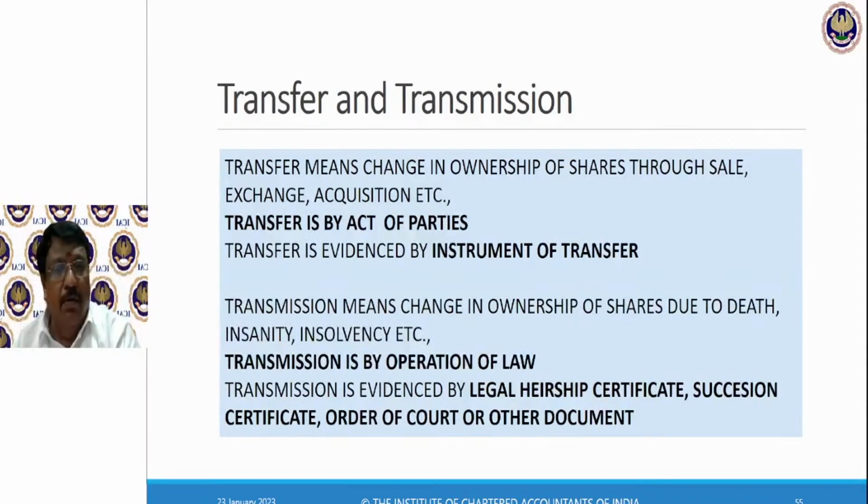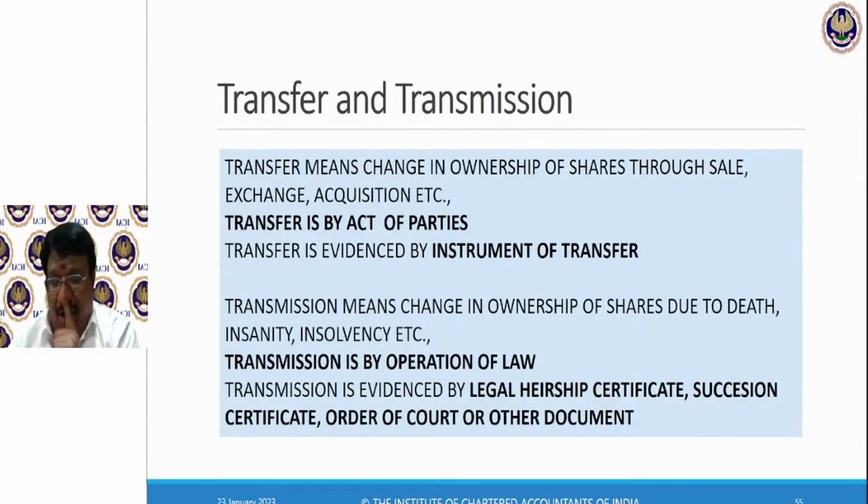Tell me one thing. Will there be a transmission of shares in favor of the liquidator? Answer the question. A Limited is going into liquidation, and a liquidator has been appointed. The shares of B Limited held by A Limited, will they be transmitted to the liquidator? I want an answer. Abdul Salam is saying yes, sir. Yes, for what? Will there be a transmission in favor of the liquidator?